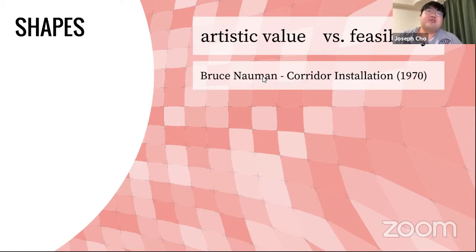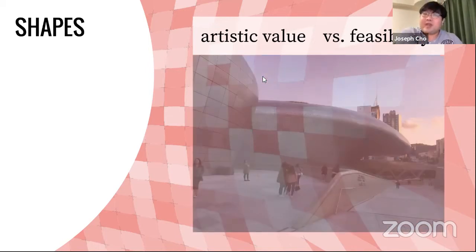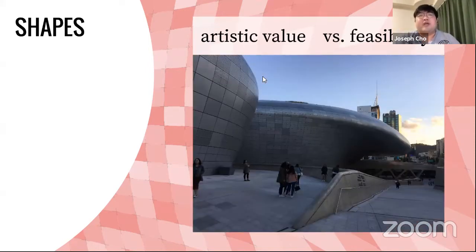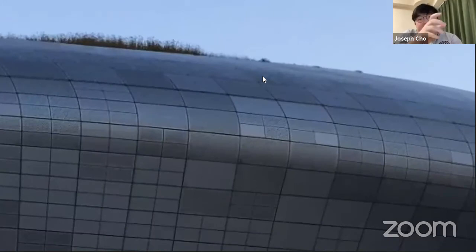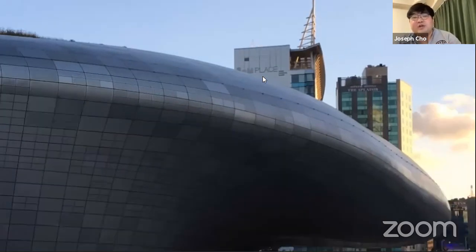But coming back to the question of feasibility, today I would like to really focus on architecture. This is an example of a freeform architecture in Korea, the Dongdaemun Design Plaza. It's a very free-shaped architecture, not just a box-shaped building. As you can see up close, this building is created by making individual steel panels, and each of these panels is curved so that when they're all put together, it makes a bigger, smooth shape. Now, the engineering problem comes when you look at the bigger picture, in that this building is curving in different directions in different ways.